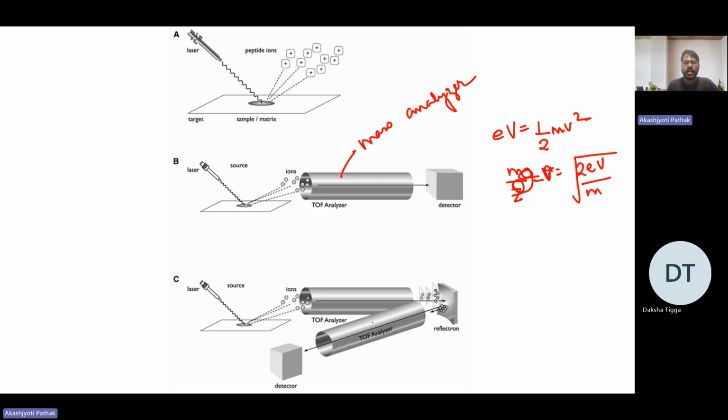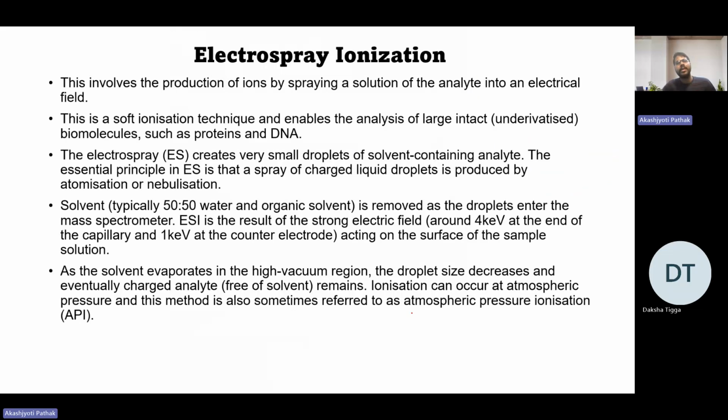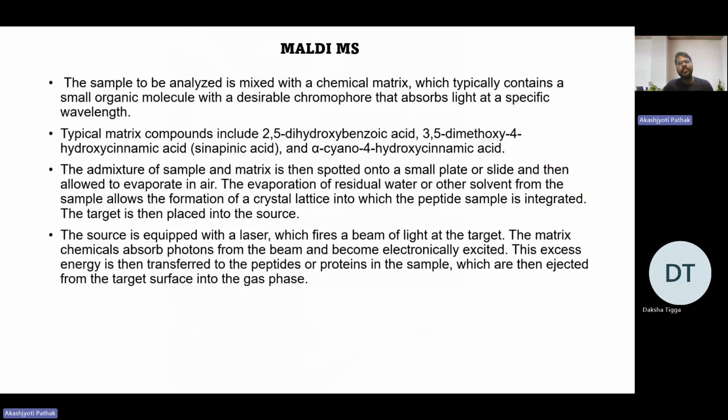Other than this, you can use a reflectron. Why is a reflectron used? Because there will be some molecules which have the same m/z ratio. Now, molecules which have almost the same m/z ratio will not get separated. So that is what you are doing. You are using a reflectron so that the time of flight can be increased, and as a result, the molecules will get separated. Okay. So that is the principle of MALDI-MS.